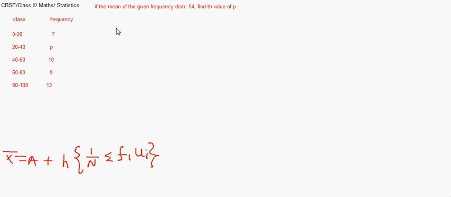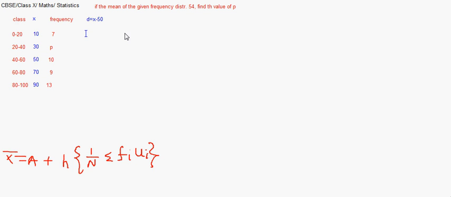To do so, I have to add one column here that will be for X, that's the mid values. So it will be 10 here, then 30, then 50, then 70, and then 90. Next one is the deviation. I'm assuming A to be 50, so D will be X minus 50.